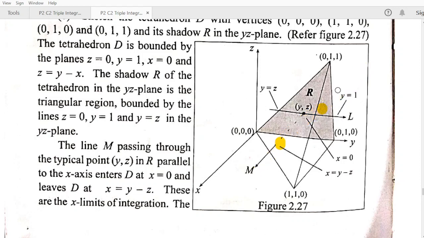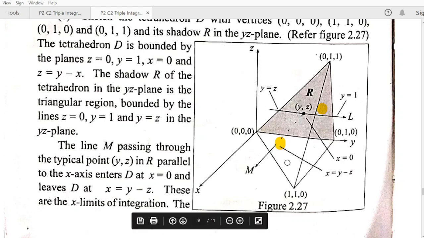So we see that the line is from this point to this point. The line enters this region at this point and exits the region at this point. So the value of x at this point is to be determined. Again we'll be using the formula. We have to know the equation of this particular plane, and the equation of this particular plane. Only then can we find the value of x.